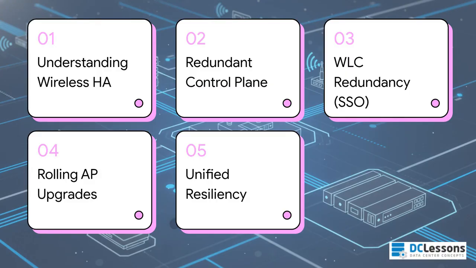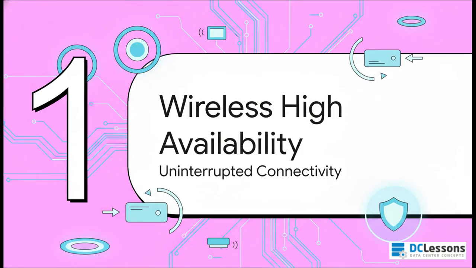All right, here's our game plan. First, we'll quickly cover why high availability is so important in the first place. Then, we'll break down the 3 core pillars that make it happen. The redundant control plane, that's the brains of the operation. Stateful switchover for the controllers, which are the heart of the network, and a really smart way to upgrade access points without any downtime. Finally, we'll pull it all together and see how it creates one incredibly resilient wireless network. So let's just start with the why.